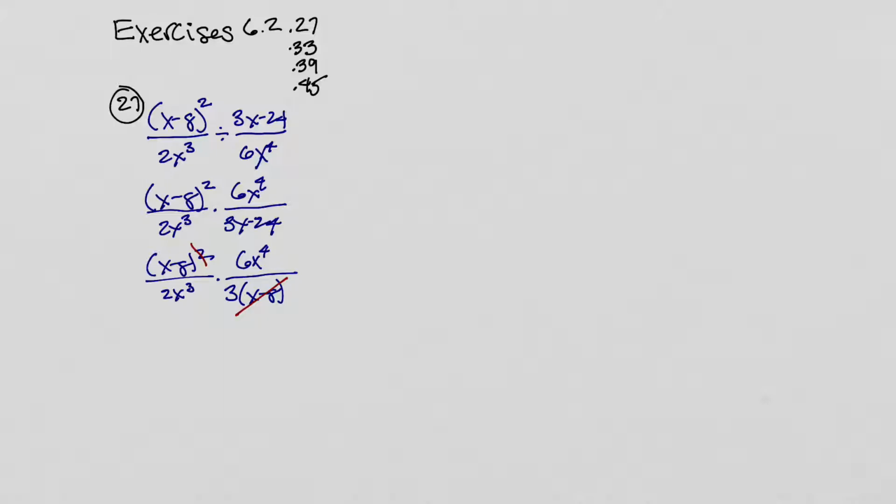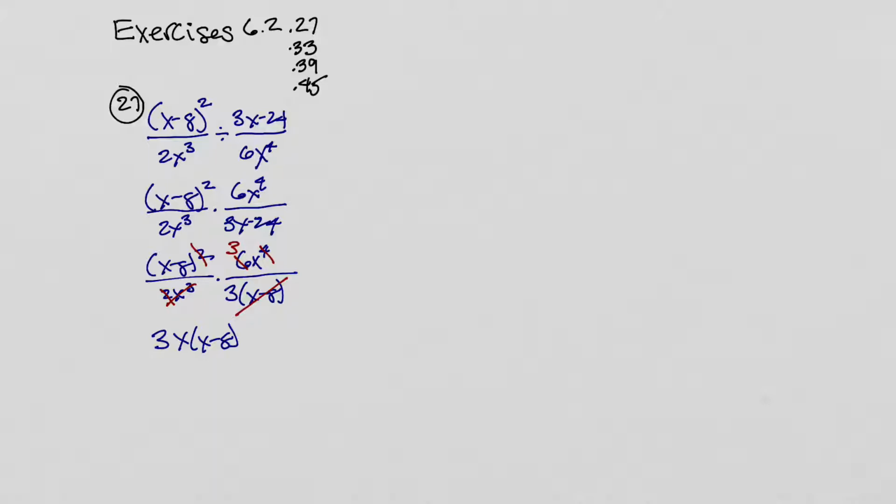And now this 2 will go into 6 3 times. And down here, I've got 3 x's, and up here I've got 4. So all 3 of these x's will cancel with 3 out of the 4 there, leaving 1 x. So now, being careful not to lose anything, what we've got here is that 3 and an x, and that x minus 8. So let's write that. We're going to have a 3 and an x minus 8.